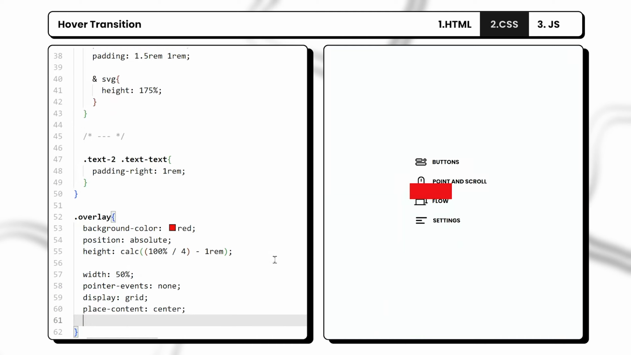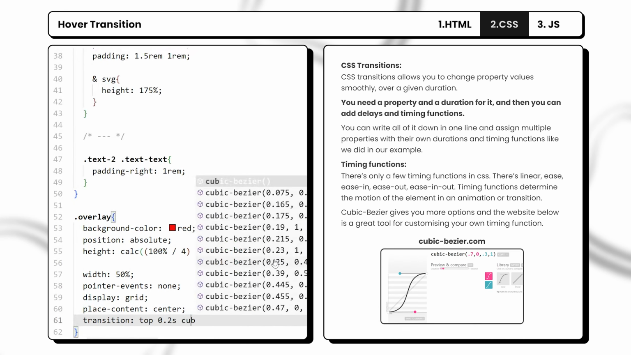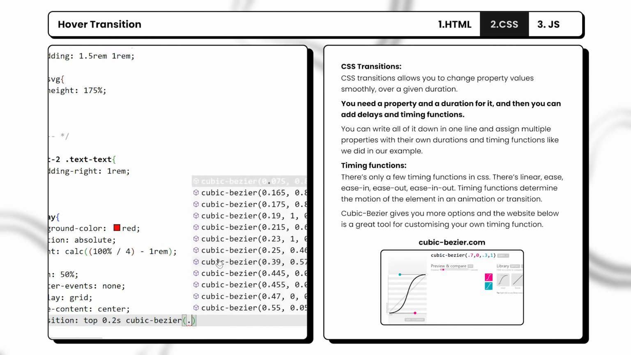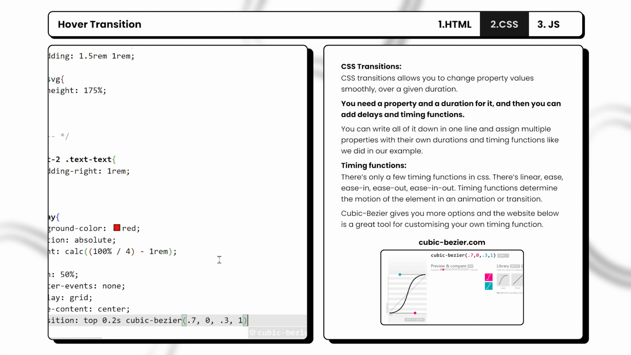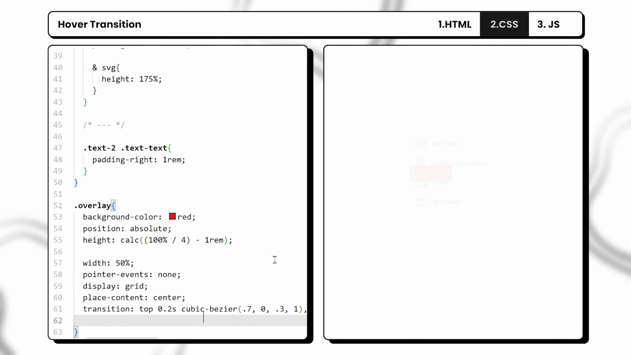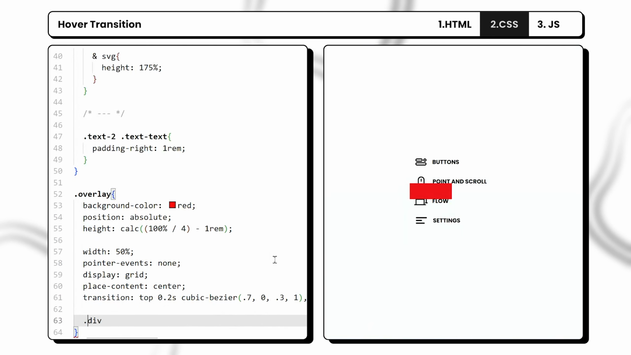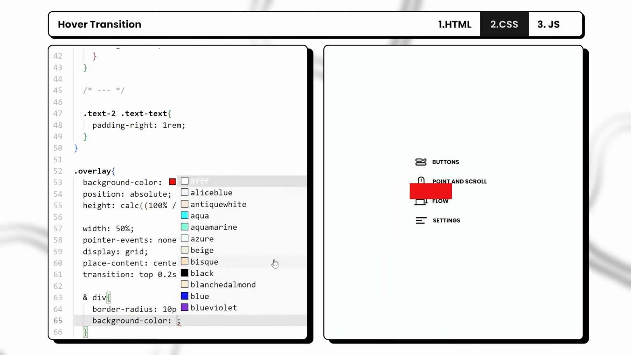Next, we will add a transition top, as we will use this attribute to move the overlay. Set it to 0.2 seconds, and for the easing motion, we will use a cubic Bezier of 0.7, 0, 0.3, 1. We will copy all of that and do the same with the width attribute. And next, we will select both divs by doing and div, and we will do border radius of 10 pixels and set background color to yellow so we can see it.